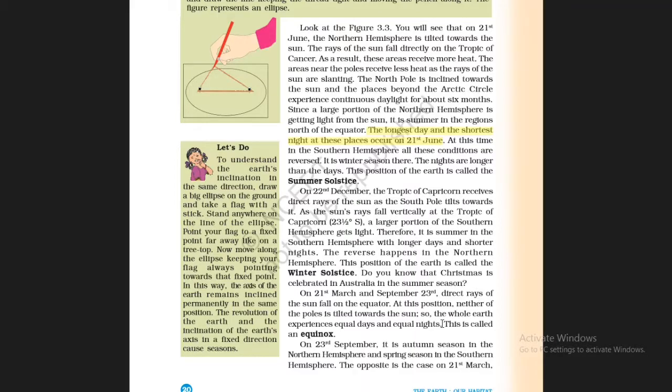Mark this one also: on 21st March and 23rd September, direct rays of the sun fall on the equator. At this position, neither of the poles is tilted towards the sun, so the whole earth experiences equal days and equal nights. You have to know this. This is called an equinox. Underline this term also. What is an equinox? You have to answer this one also.